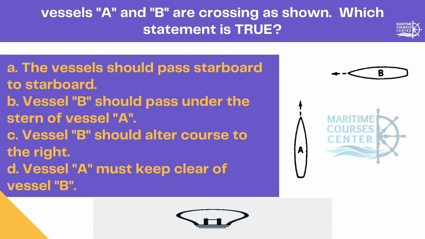Vessel A and B are crossing as shown. Which statement is true? We have here vessel A and vessel B. So which answer is going to be right?